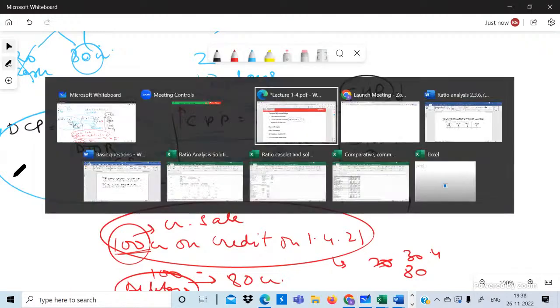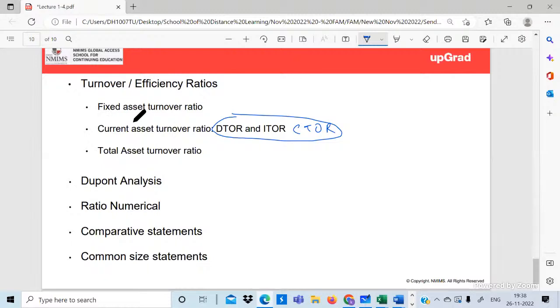So any doubt with fixed asset turnover, total asset turnover, debtors turnover, inventory turnover, creditors turnover, and we also linked it with debtors collection, inventory holding, and creditors payment period?